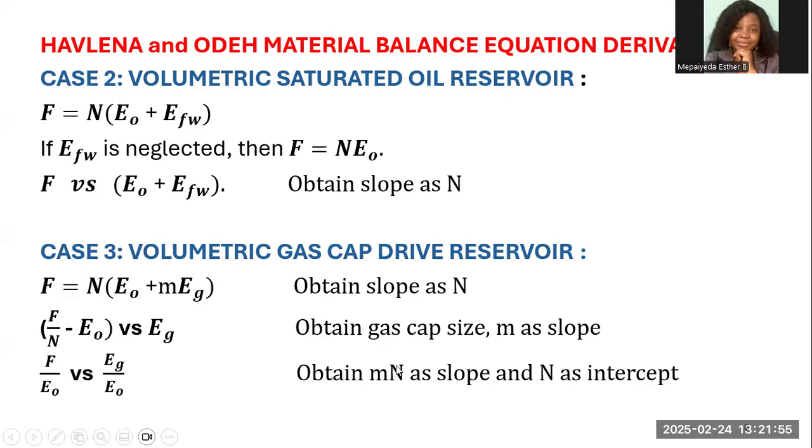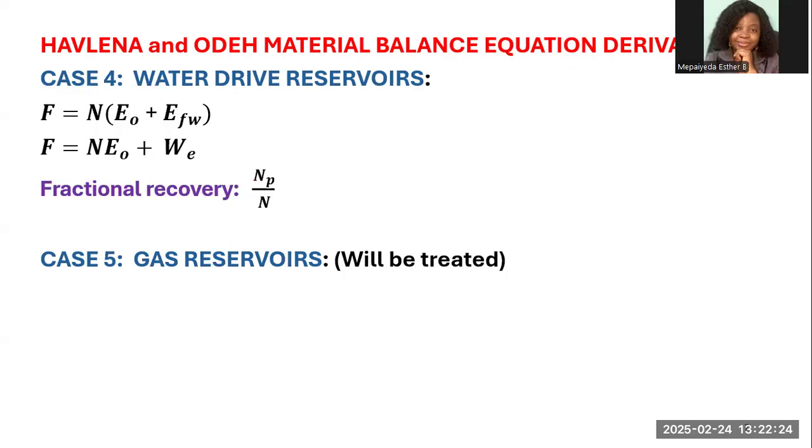And then we looked at different situations by which you can obtain your N, that's the OIP, or obtain your gas cap size, m, or the slope. When you are given N, here you are given m, you obtain N. Here you are given N, and you obtain m. And in the third case, m and N are not both given. So this is case 3.